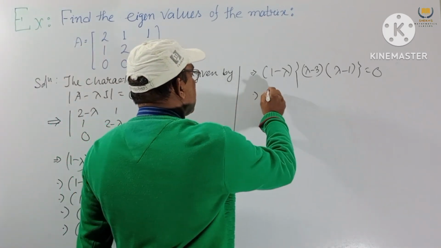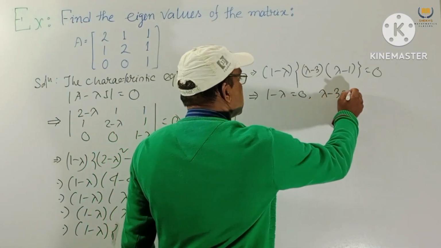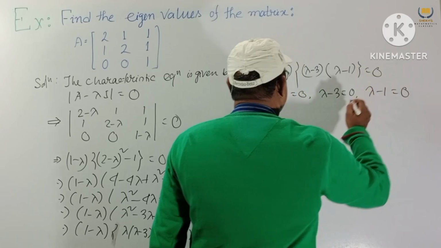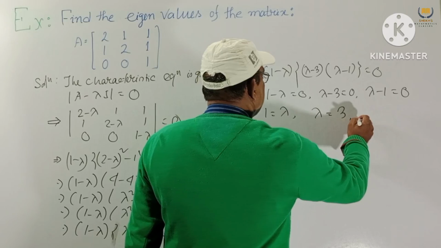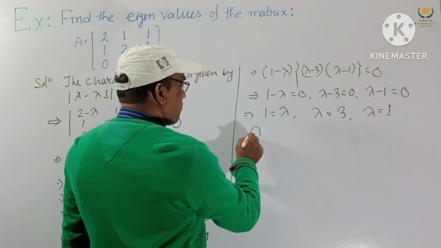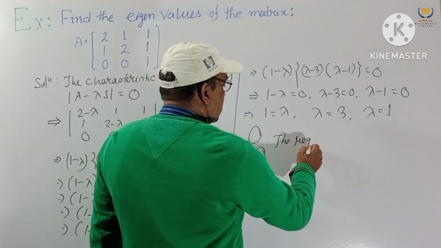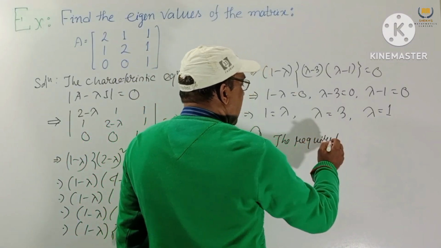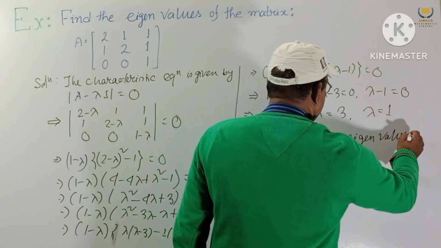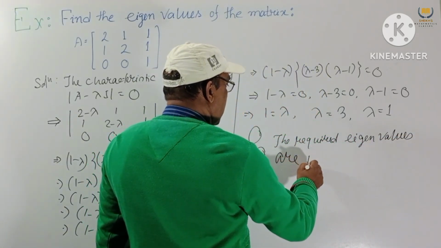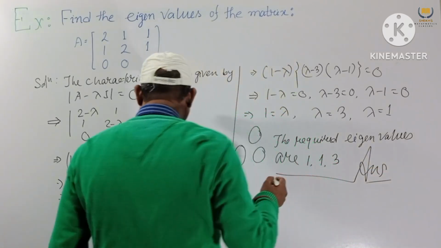So this implies 1 minus lambda equal to 0, lambda minus 3 equal to 0, lambda minus 1 equal to 0. So 1 equal to lambda, lambda equal to 3, lambda equal to 1. Therefore, the required eigenvalues are 1, 1, 3. These are the eigenvalues of the given matrix.